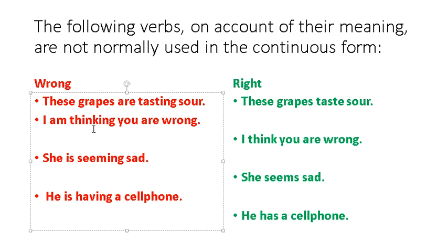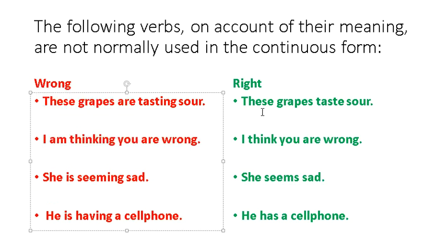"Then I'm thinking you are wrong" is also the wrong expression. Rather, you must say "I think you are wrong." So here you are also using the present indefinite tense correctly. "She is seeming sad" is not correct; you say "she seems sad." Though it is continuous, you will use present indefinite in this situation. Then "he is having a cell phone" is mistakenly spoken many times and considered right, but actually grammatically this is wrong. You can say "he has a cell phone."